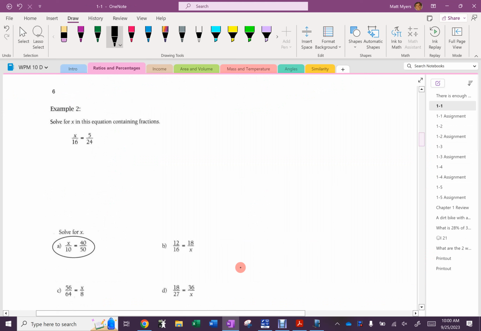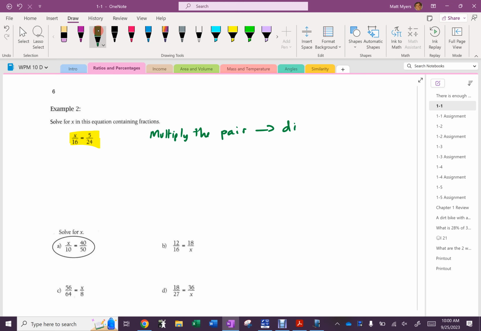Have you already seen that construction this year numerous times? Yes, of course you have. You all know how to do it. That is what we call proportional reasoning. We are comparing 2 different ratios. I gave you a fun little rhyme. Multiply a pair, and that pair is, of course, diagonal.